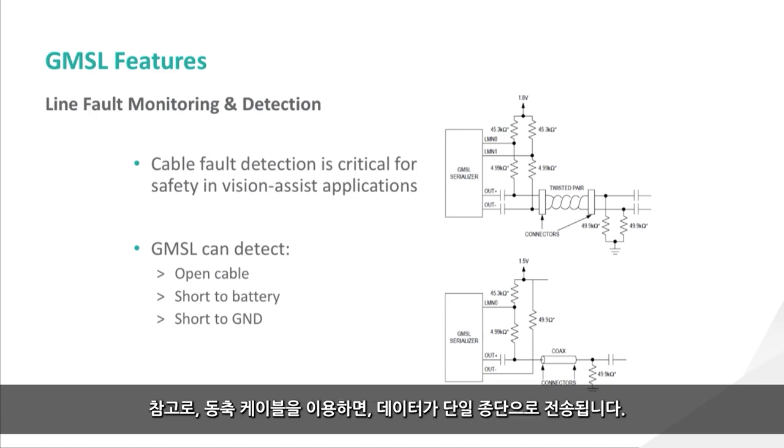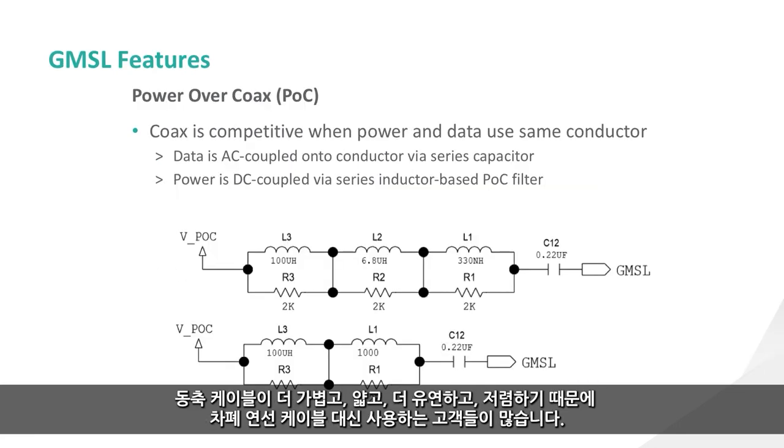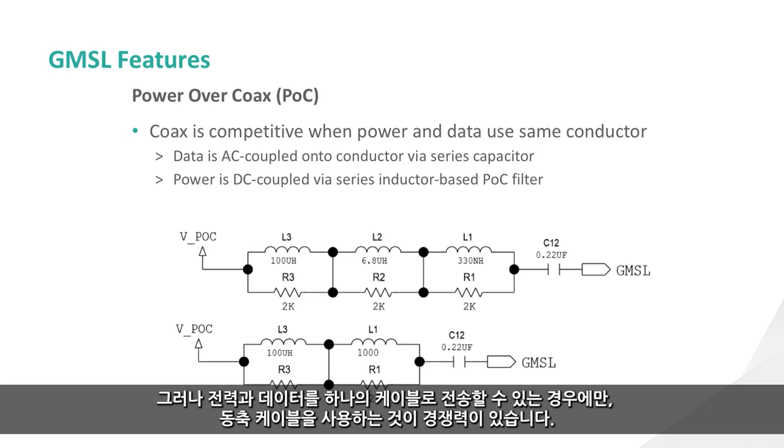As a side note, the data is transmitted single-ended when coaxial cable is used. This allows one serializer differential output to be routed single-ended to 2 deserializers if desired. Many customers use coaxial cable instead of shielded twisted pair because it is lighter, thinner, more flexible, and cheaper. However, using coaxial cable is only competitive if power and data can be transmitted in one cable.